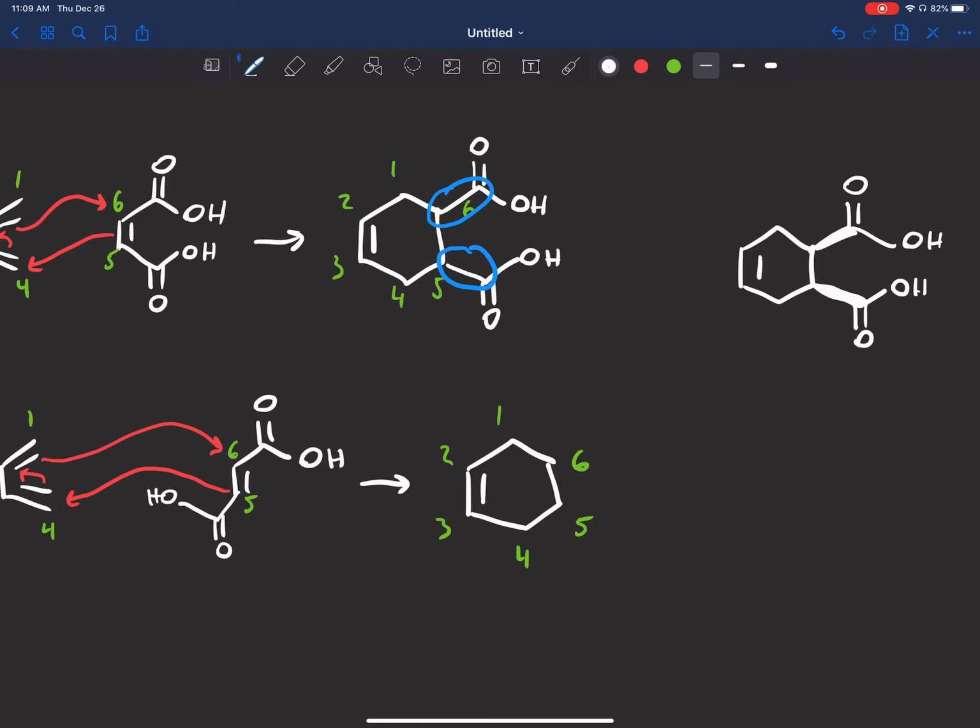Now remember, like I said, I like to draw everything planar and worry about stereochemistry at the end. Right? So you see that the planar version of the products are the same, right? So now let's do the stereochem.